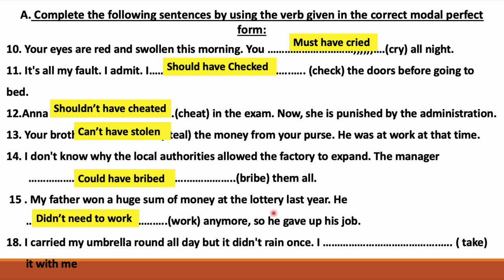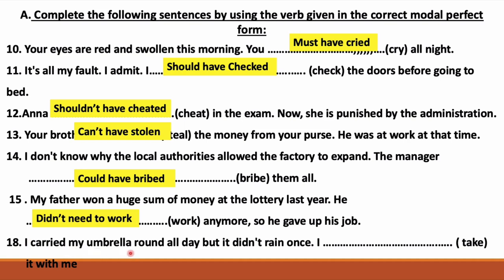So then the question is, did he do the action? It was not necessary. Did he do the action? No. He gave up his job. So we are going to use didn't need to work. It was not necessary and he didn't do the action. The action of what? Of working anymore.